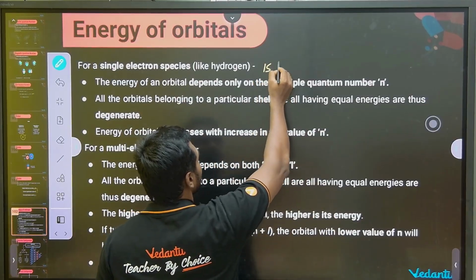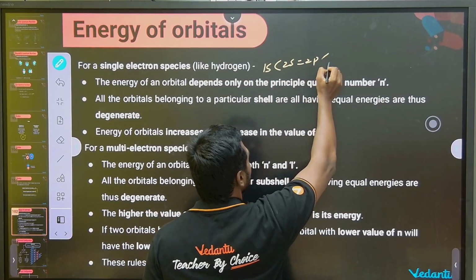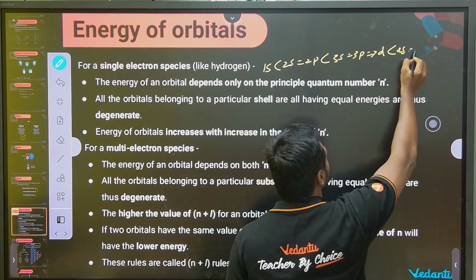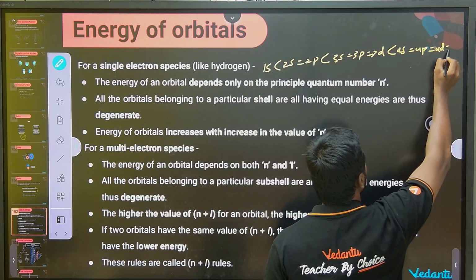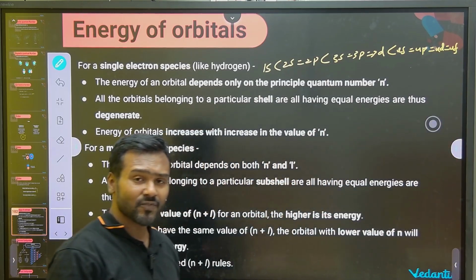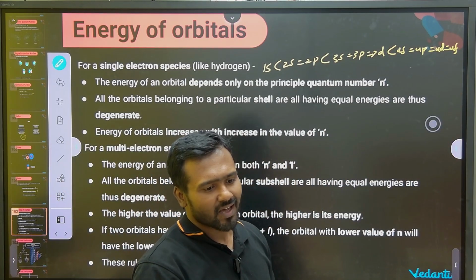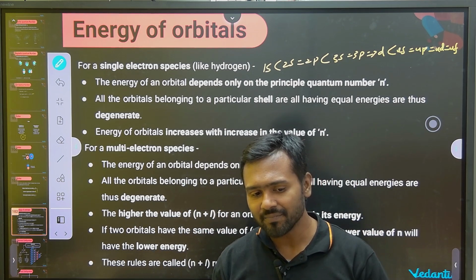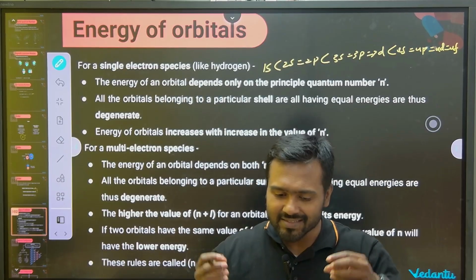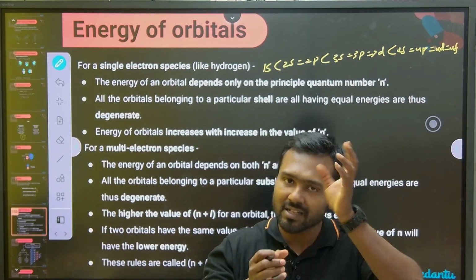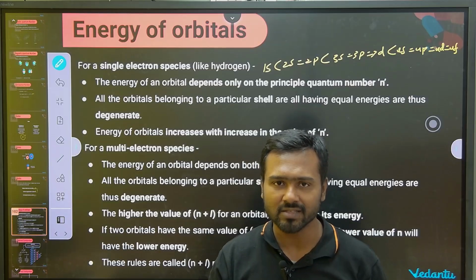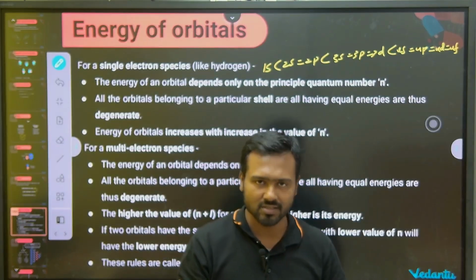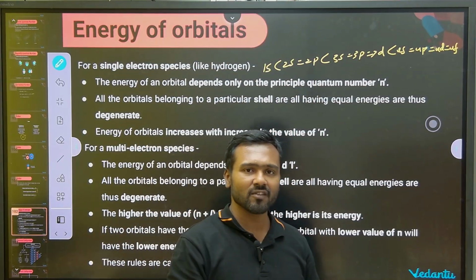So 1s, 2s is equal to 2p, next 3s is equal to 3p is equal to 3d, next 4s is equal to 4p is equal to 4d is equal to 4f. This is for single electron system. Why? Because there is no electron repulsion here. In case of multi-electron system, there is a repulsion between electrons and also an attraction between electron and nucleus. Two factors there. So by considering two factors, you have to fill the electrons. Then obviously the energy order will differ here.